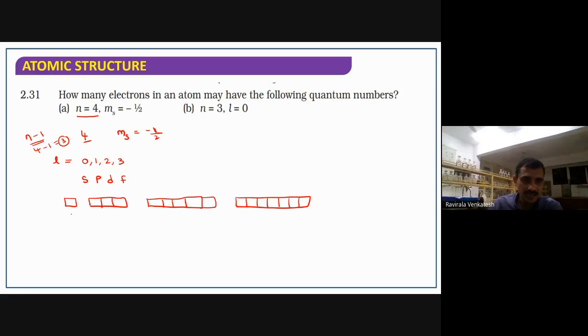Now here, the m value for this one is 0. For this one, m value is minus 1, 0, plus 1. For d, minus 2 to plus 2. For this one, minus 3, minus 2, minus 1, 0, plus 1, plus 2, plus 3.